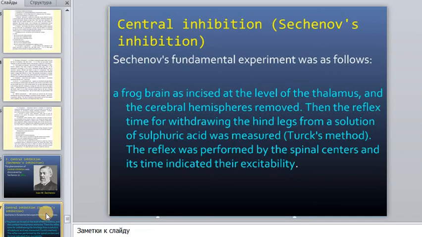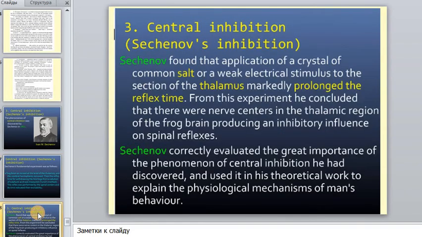What is the inhibition in the central nerve system? What we do: a frog brain is incised at the level of the thalamus, and the cerebral hemisphere is removed. Then the reflex time for withdrawing the hind legs from an acidic solution of different concentrations was measured. The reflex was performed by the spinal centers, and its time indicated the excitability.